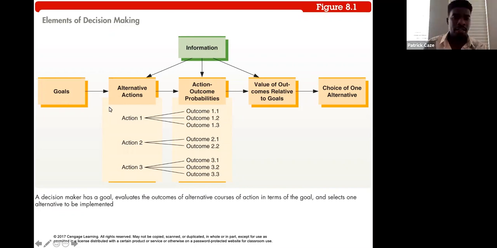And so if you look at the diagram here with this information, and the information has an impact on the outcome here, the action outcome probabilities, the value of outcomes relative to goals, and then alternative actions. And so you see here we're talking about really some statistics here, right? What is the likelihood of certain things happening, and the probability of those things occurring?